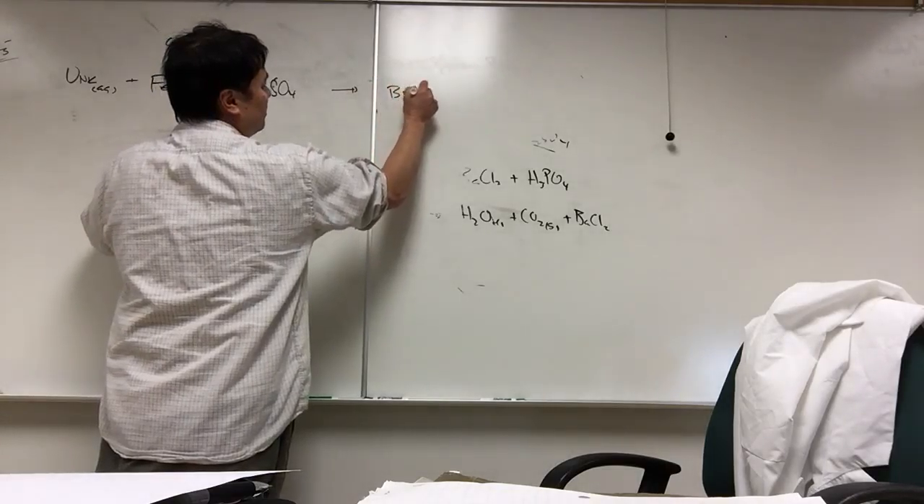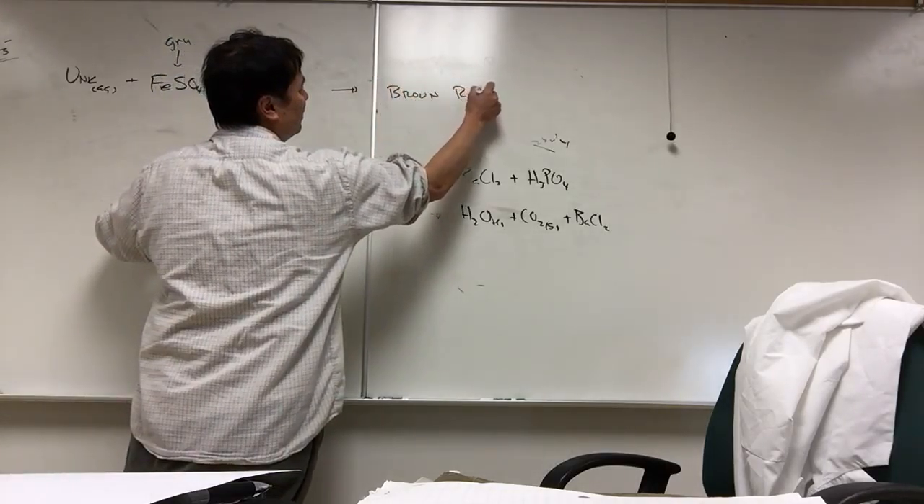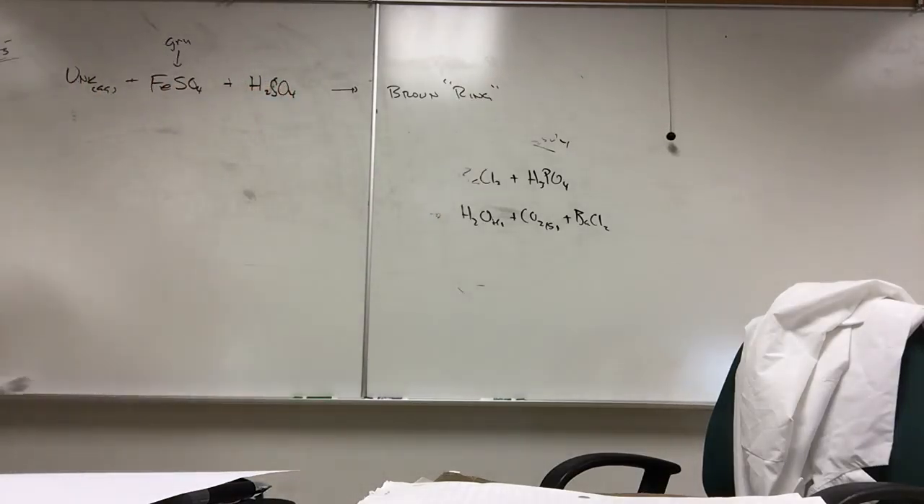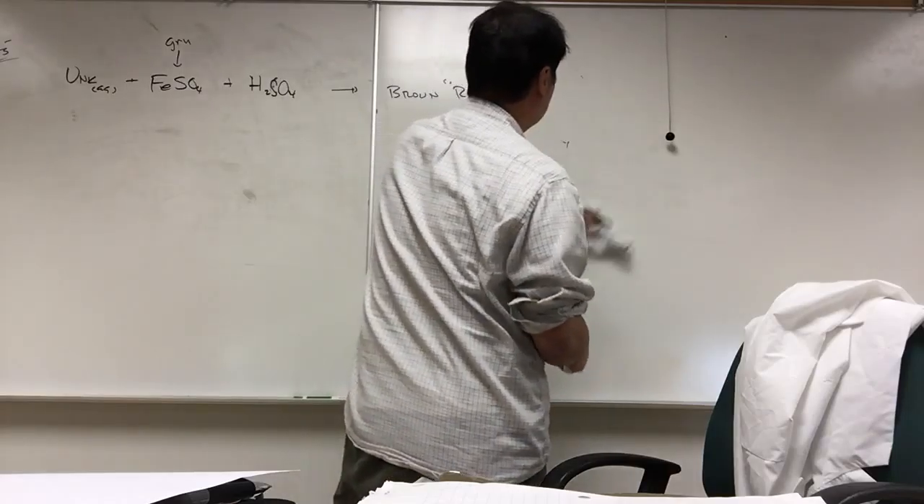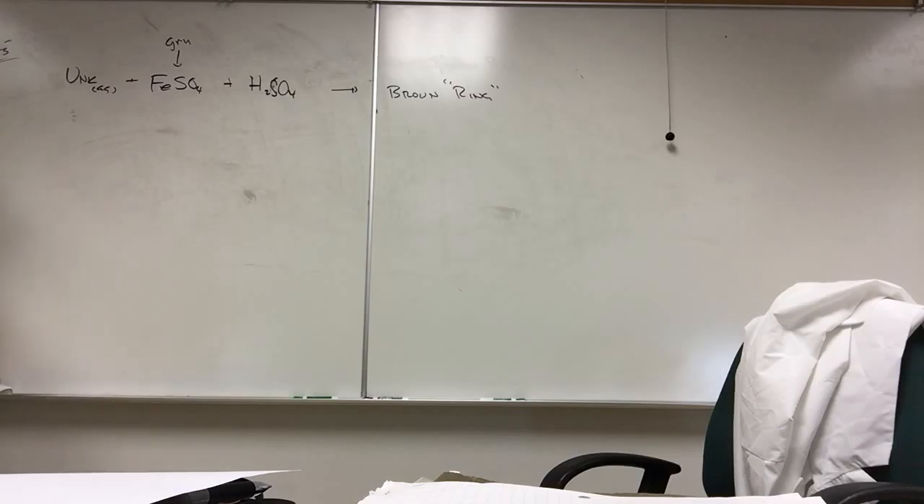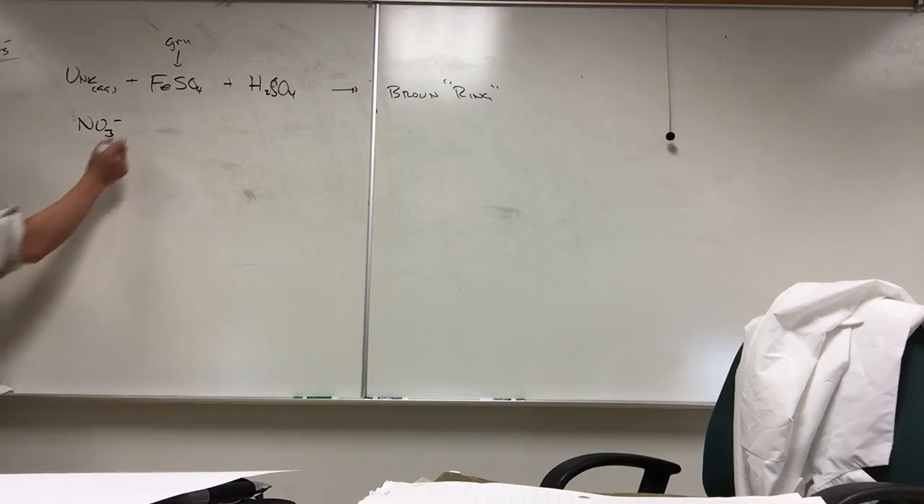What we should observe here is the brown ring, they call it. This is the brown ring test. It's not really a ring. Sometimes it looks like a ring because of the test tube. And so what's the reaction here? Well, the brown ring, let's take a look at the equations. And so our unknown is going to contain nitrate. And it's going to contain some acid.